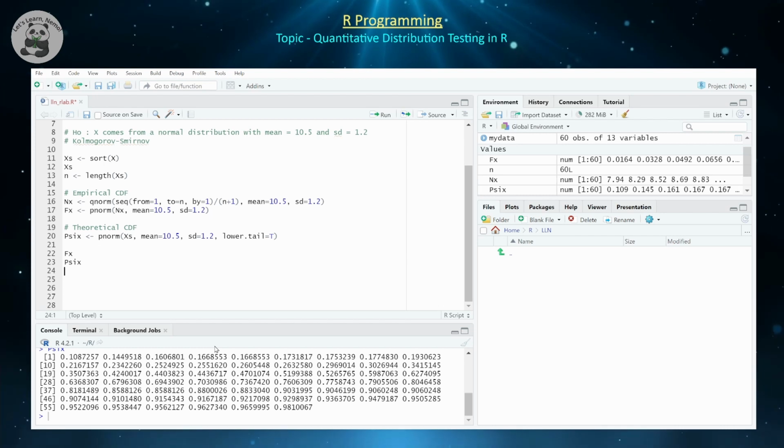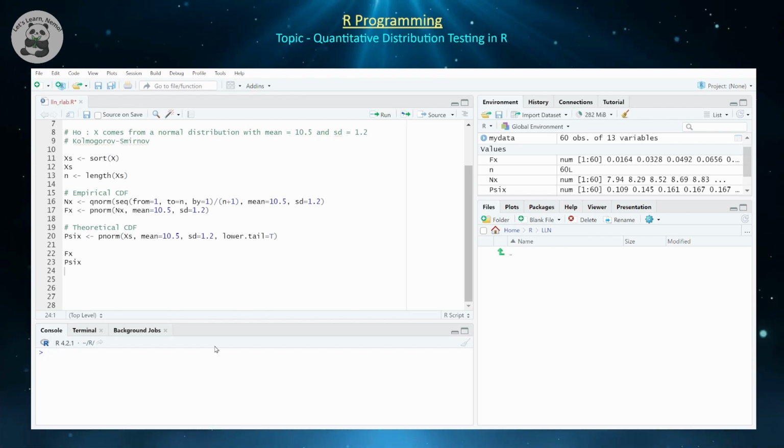So we have fx and psi x. fx is what we want, psi x is what we have. Is there a significant difference between these CDFs? That's the question that the Kolmogorov-Smirnov test statistic is going to try to answer.